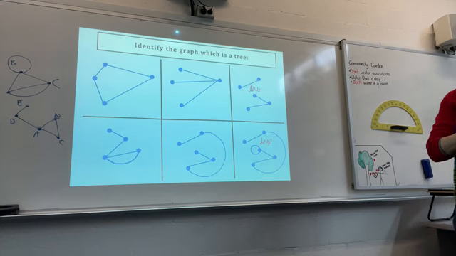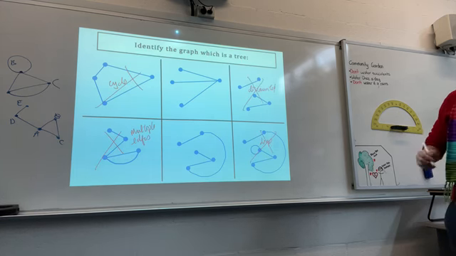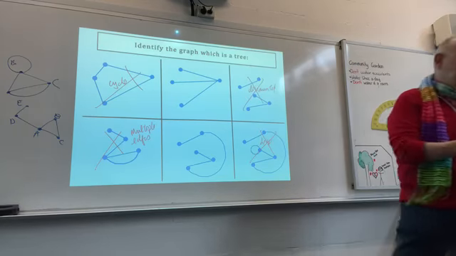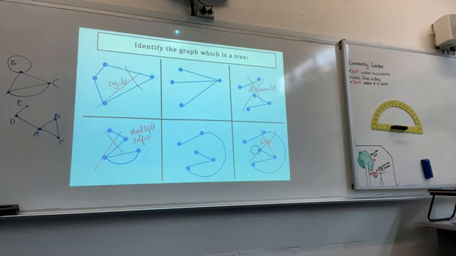Disconnected. Cycle and multiple edges. So they are not trees, not trees, not trees, not trees. And those two? They are trees. Pretty straightforward to identify a tree.